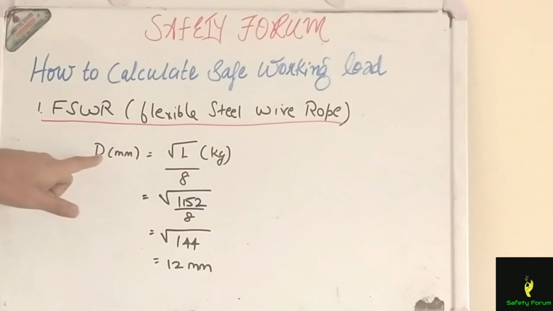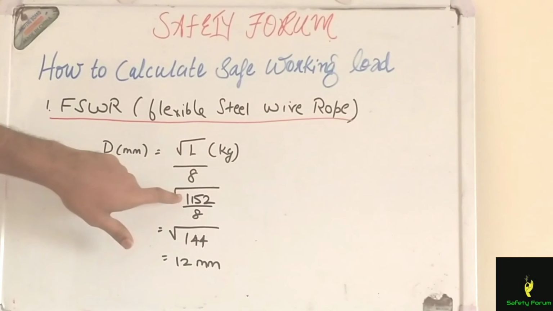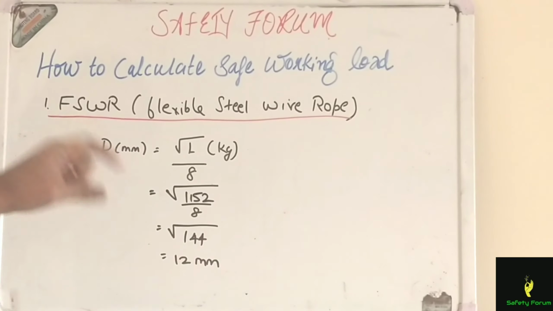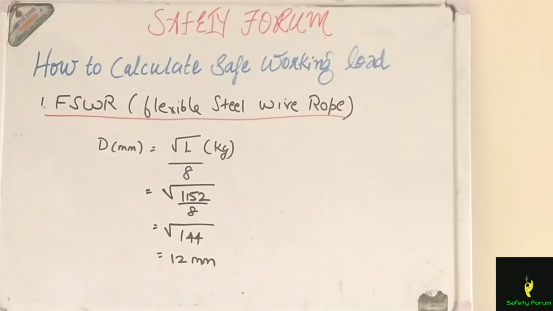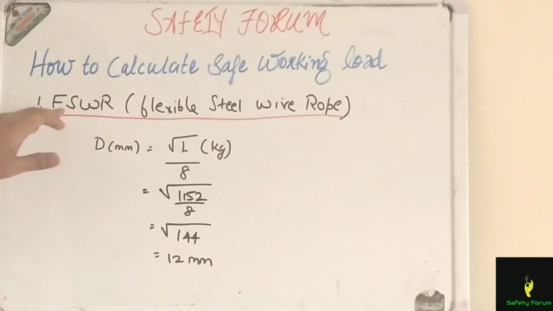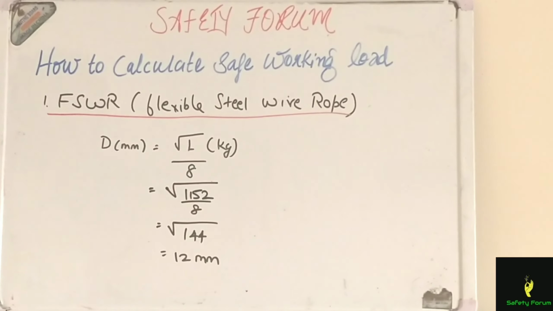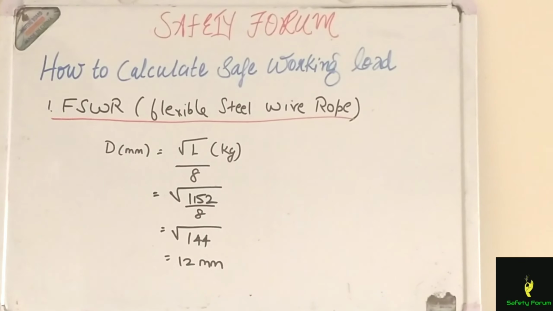If the load is available in tons, you can convert this load into kilogram, put it into this formula, and again calculate the diameter of the cable or the flexible steel wire rope. So this is how you use the formula to find out the safe working load or the diameter of the FSWR.